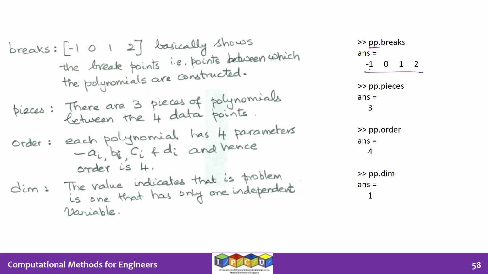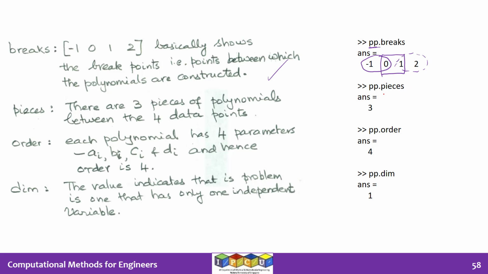The values of the breaks are -1, 0, 1, 2. Breaks are nothing but the break points. That means points between which the polynomials are constructed. So polynomials are constructed between -1 and 0. Polynomial is constructed between 0 and 1. A polynomial is constructed between 1 and 2. So that's what this breaks means. So if you give me pp dot breaks, I can tell you how many polynomials were constructed and what are the values of x for which the polynomials are valid.